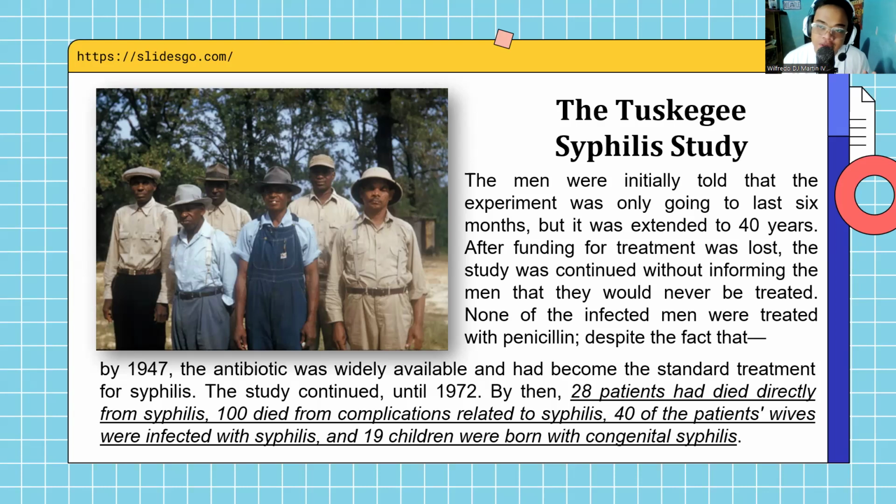What they did was that 200 of these men were given the cure, and 200 of these men were not given the cure, as a sort of dependent and independent variables. Now, this is where it gets problematic, because you can't make people variables, right? As a result, 28 patients died directly from syphilis. 100 died from complications related to syphilis. 40 of their patients' wives were also infected with syphilis, and 19 of their children were born with congenital syphilis.